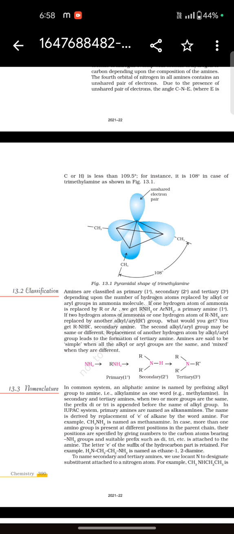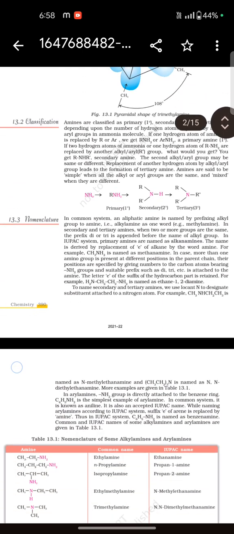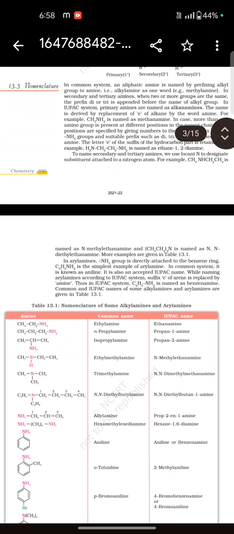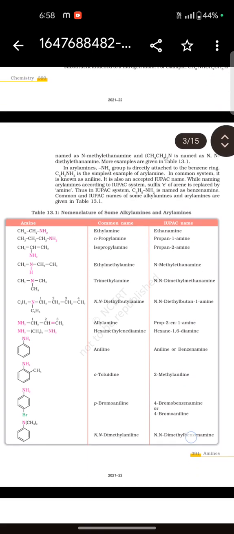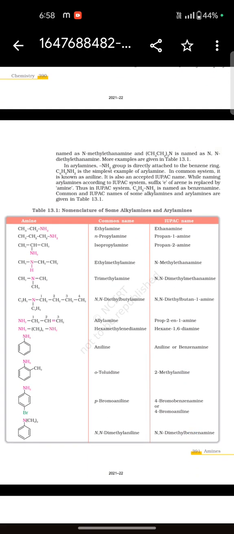In naming secondary and tertiary amines, we use the locant N to designate substituents attached to a nitrogen atom. For example, CH3NHCH2CH3 is named as N-methylethanamine and (CH3CH2)2NH is named as N-ethylethanamine. More examples are given in the table.